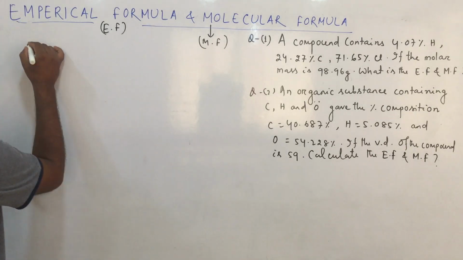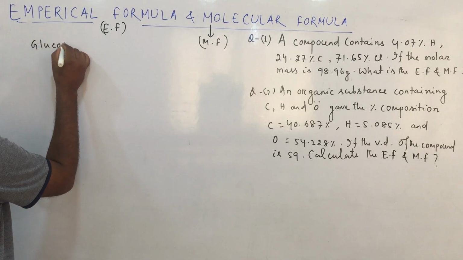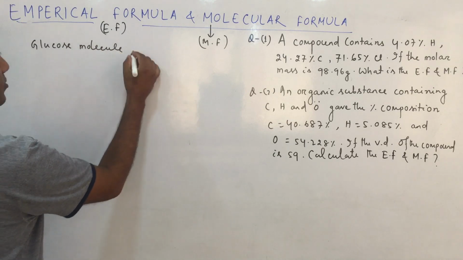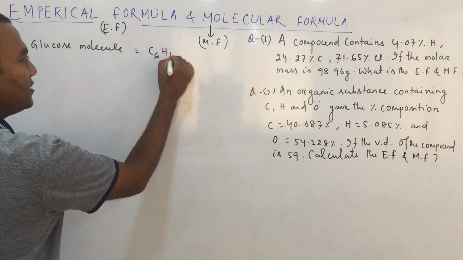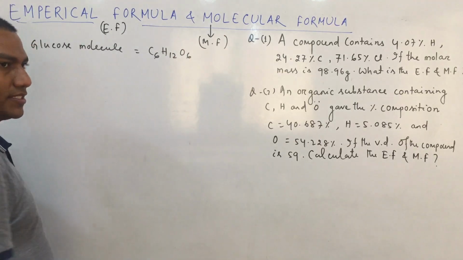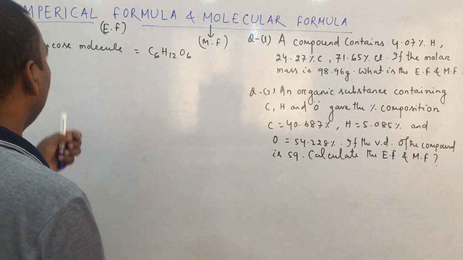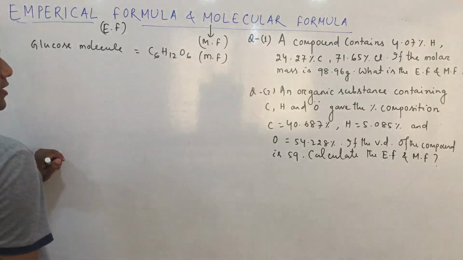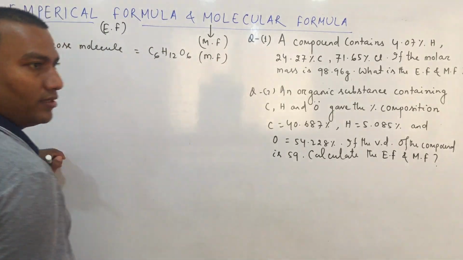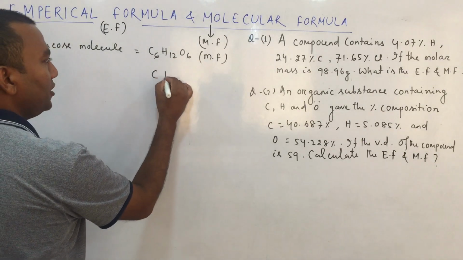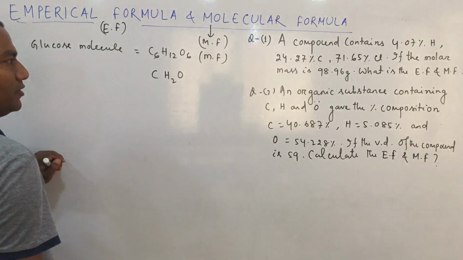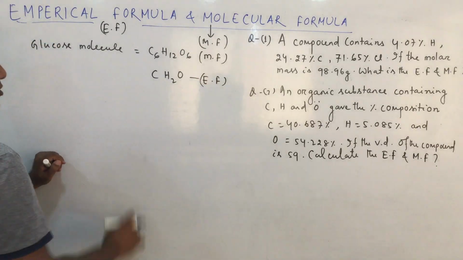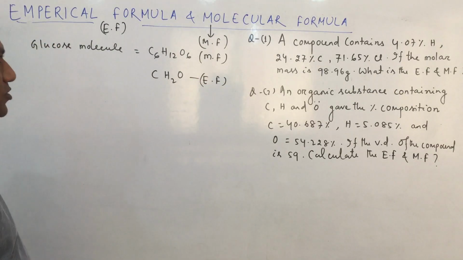Suppose we take one example of a glucose molecule. What is its formula? The glucose molecular formula is C6H12O6. Now if we take 6 common, it will come CH2O. This is the empirical formula of glucose.